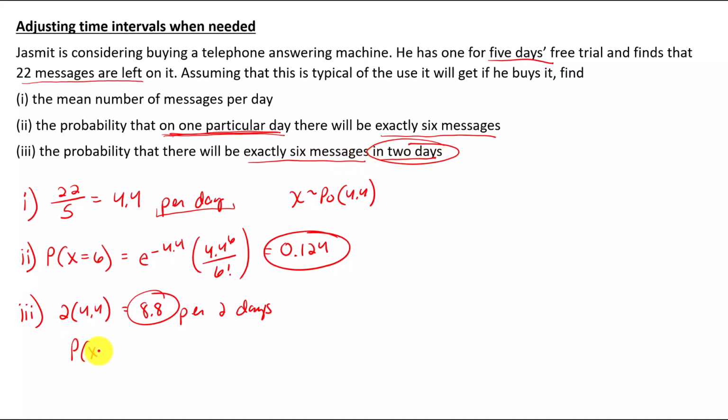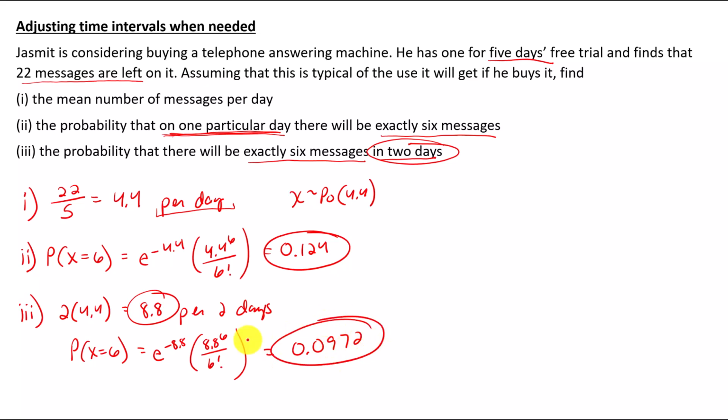So the probability that x equals 6 is going to now be e to the negative 8.8 times 8.8 to the 6th over 6 factorial. Okay, and when you do that, you get 0.0972 to 3 significant figures. Okay, so the biggest thing here is you have to pay attention to your interval. You have to be very careful with that part.